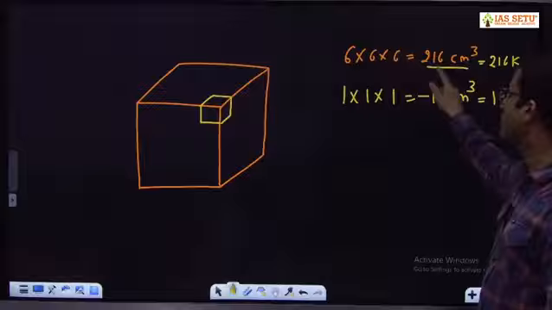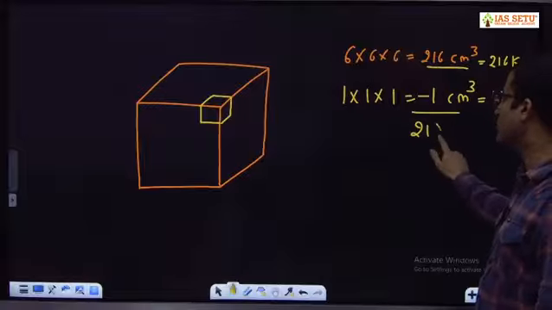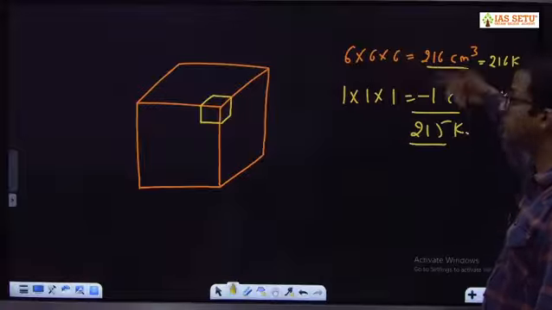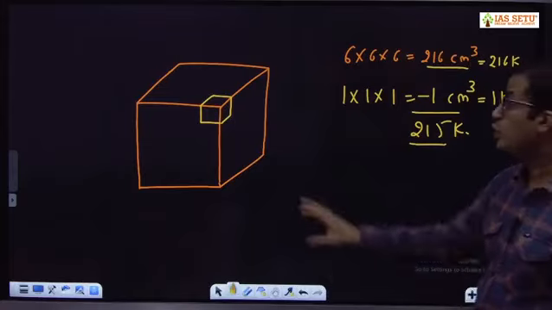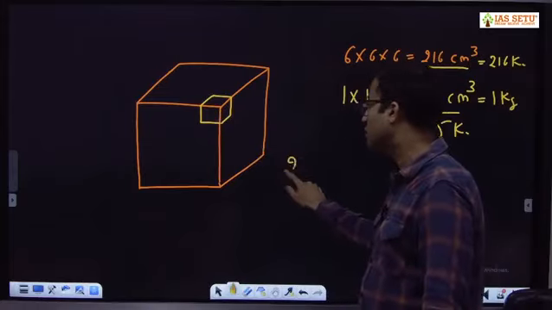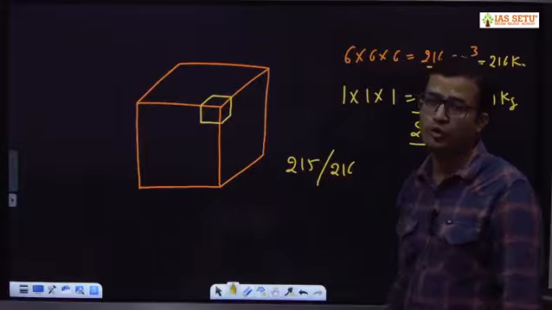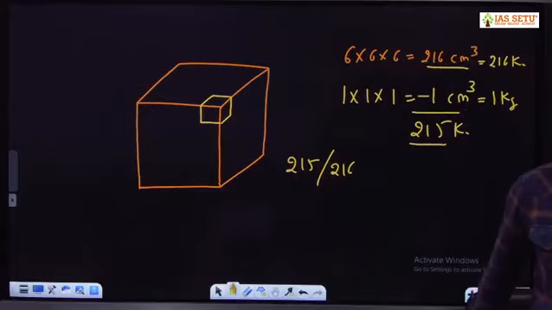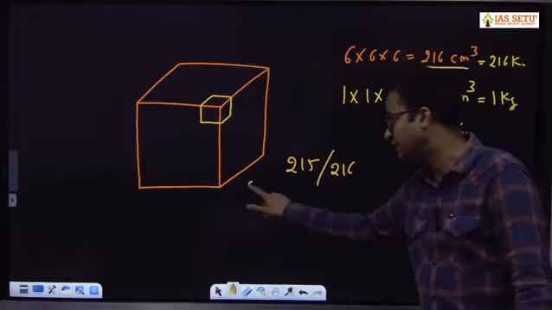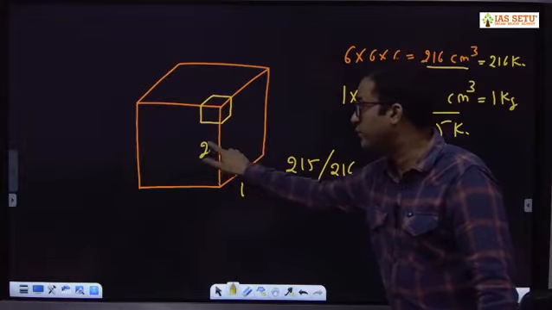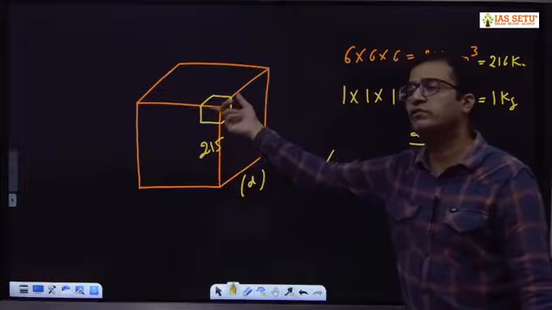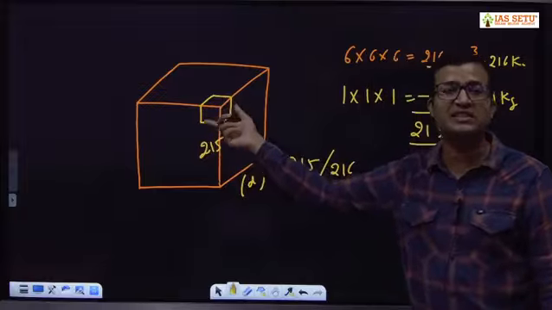So out of 216, 1 has been removed. So what is remaining? 215 kg out of 216. So what is the weight of the remaining portion? Your answer is 215 upon 216 as compared to original cube. जो बचा वो 215 है, ओरिजिनल कितना था? 216. So your answer is D. The weight of the remaining portion is 215 if the weight of the original cube is 216 kg.